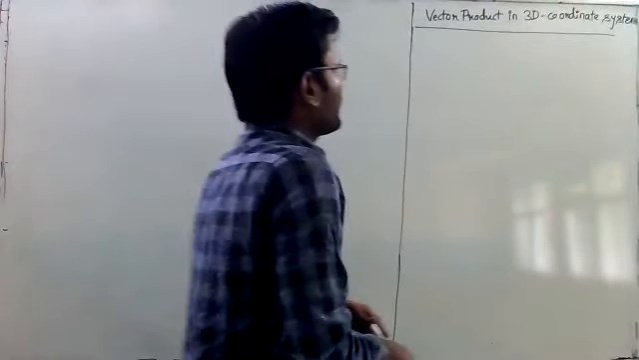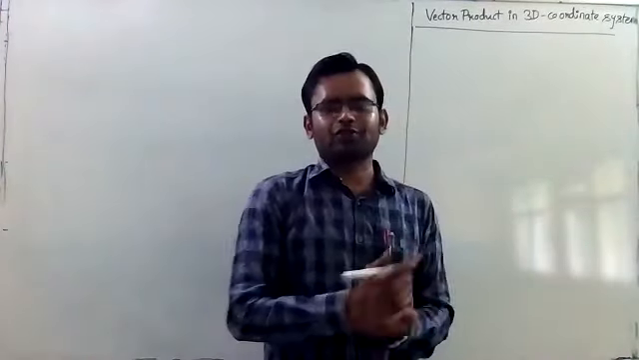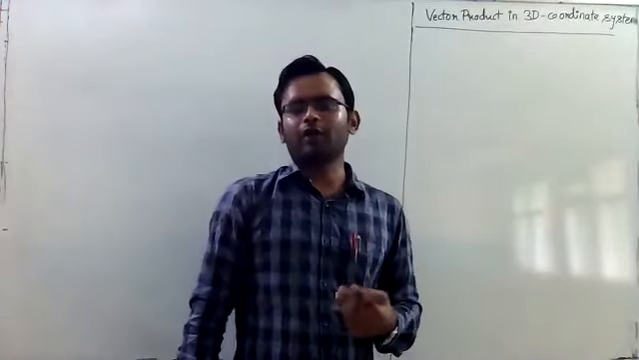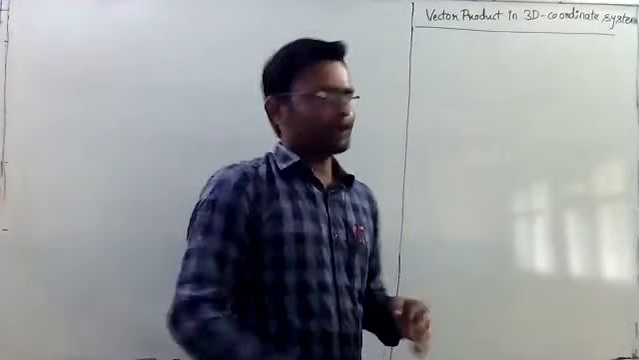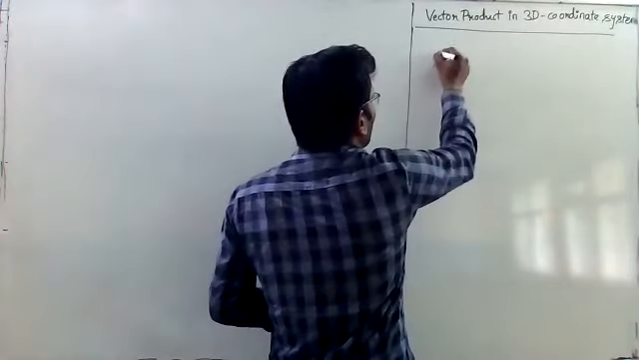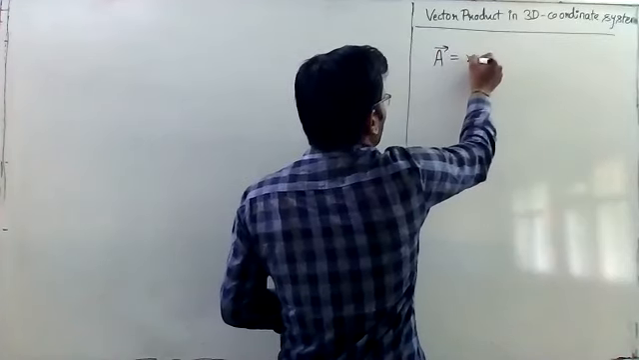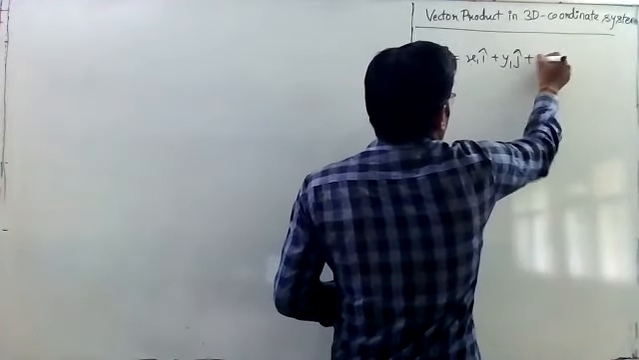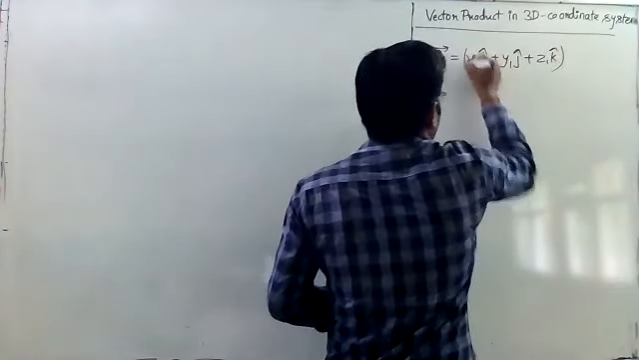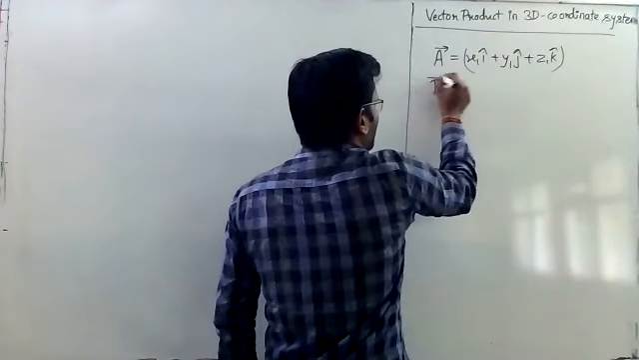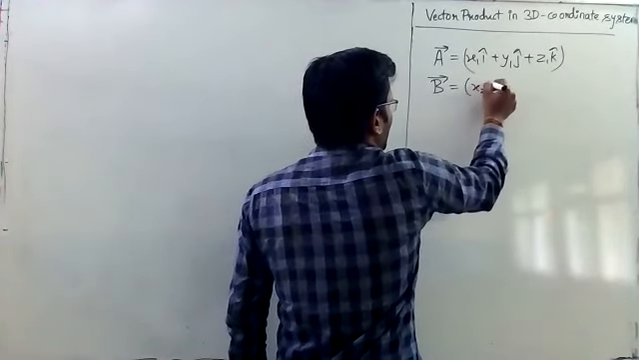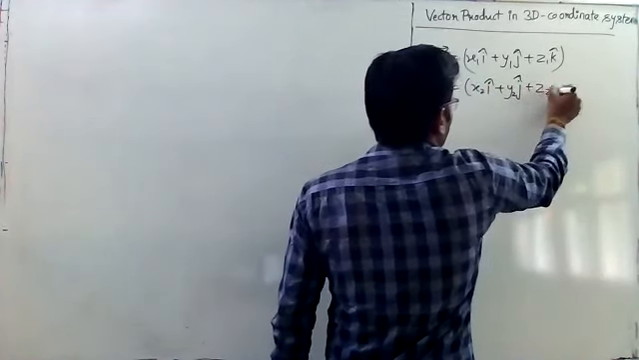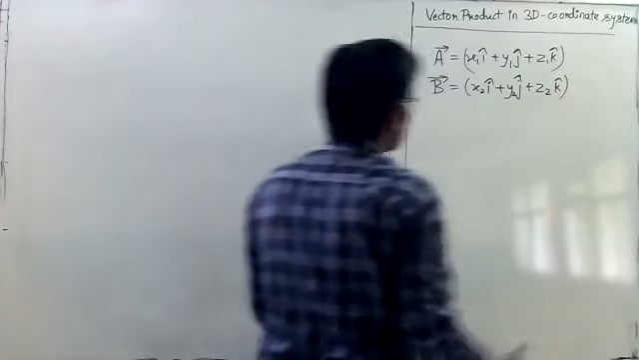So now here we are having a vector product in 3D coordinate system. When we are coming to 3D coordinate system, what are we introducing? We are introducing the 3 unit vectors along x, y, and z axis. So that is I cap, j cap, k cap. I am taking a vector A equal to x1 I cap plus y1 j cap plus z1 k cap. And the second vector which I am introducing is x2 I cap plus y2 j cap plus z2 k cap.